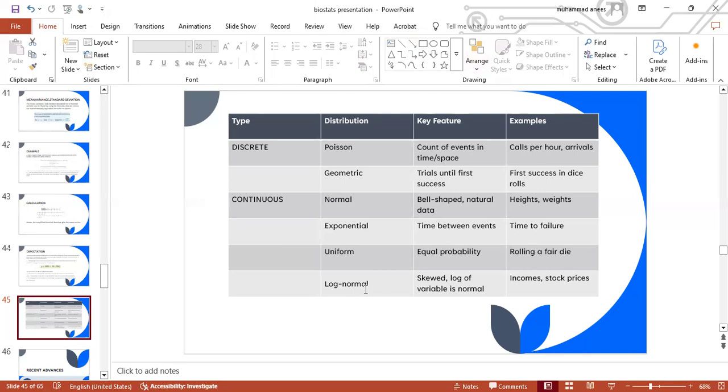Last is log normal. So this distribution type is used when skewed data or positively skewed data is being used, but the log of that variable is normally distributed. So we use this type of distribution on that data. Example includes incomes and stock prices.